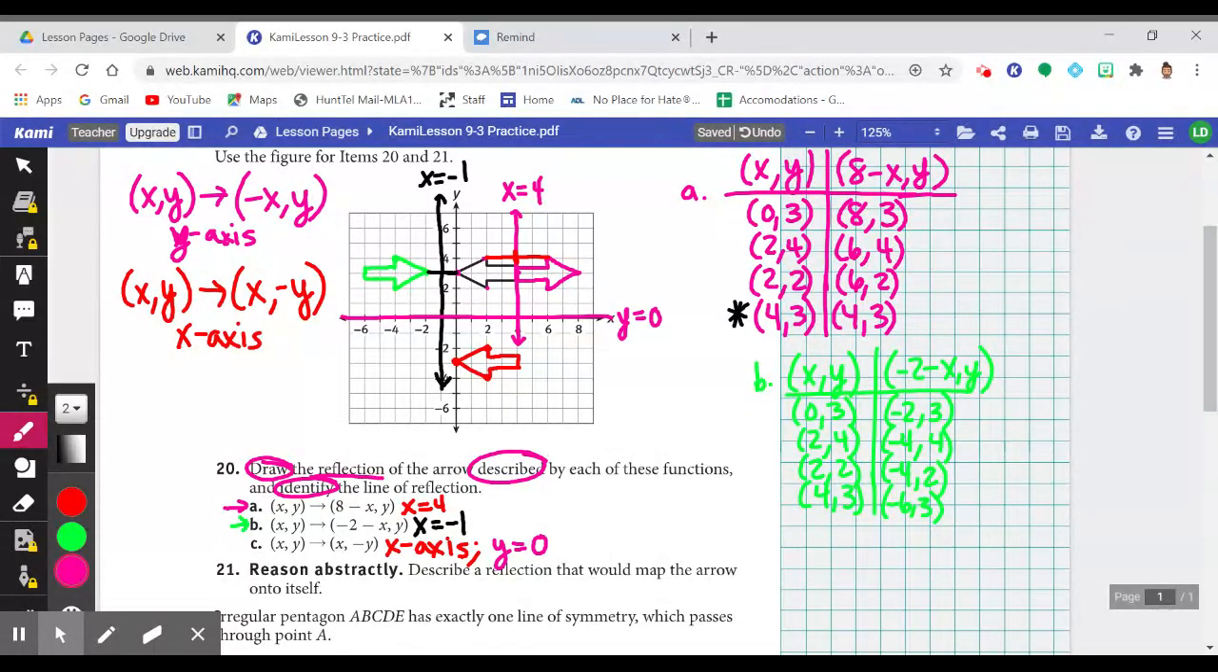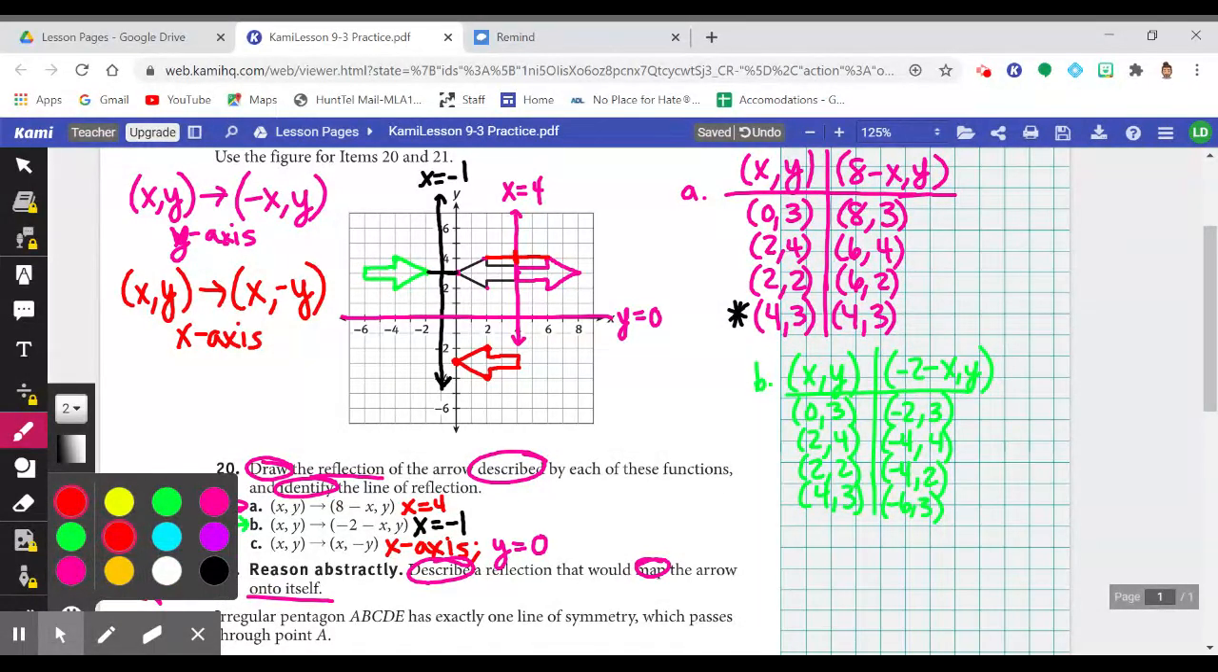Now let's transition into item 21. This is a very important question, very important. I'll even put 3 stars just to show it's important. It says, describe a reflection that would map the arrow onto itself. What they're asking here, going back to this pre-image arrow, the first one that they gave us, is what reflection could we use so that the arrow appeared to have not gone anywhere?